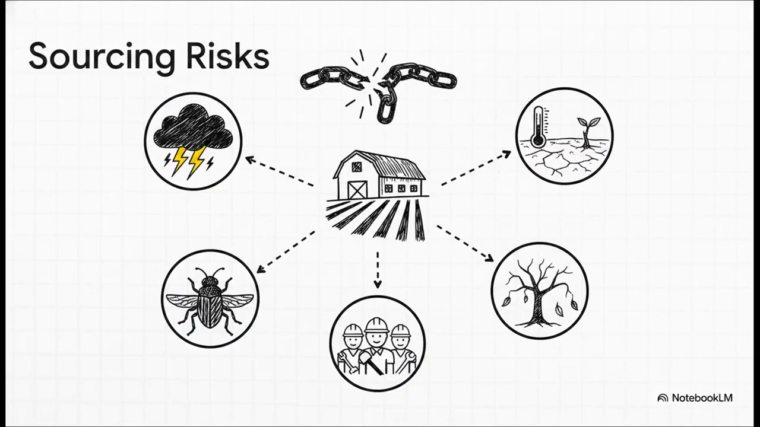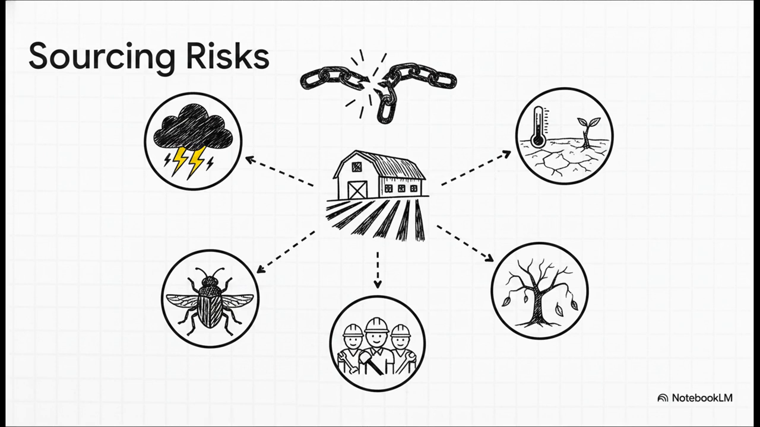Think about it. Relying on thousands of third-party farms is incredibly risky. Companies have to disclose exactly how they manage things like extreme weather events wiping out an entire harvest, or water stress forcing crop regions to shift. They even have to account for pest migration and environmental degradation.